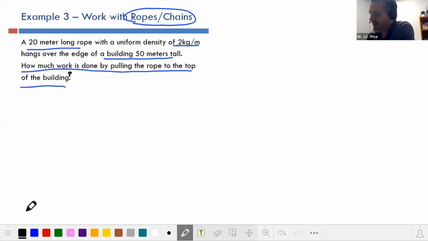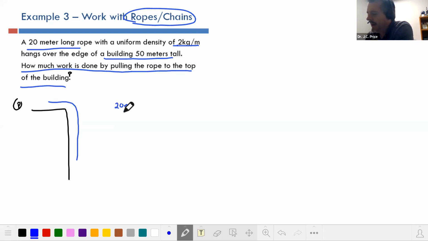All right, so let's draw a building here. So here's my picture. Here's my building, and I'm going to take a rope and hang it off the building. So I'm hanging a rope. It has a total of 20 meters, and I'm hanging it off the building. I'm going to call this direction, I've got to put an X direction.